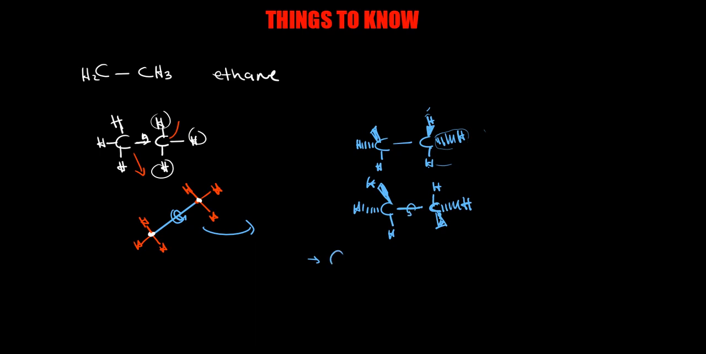Hope that is clear. So this is what we call conformation. The rotation of atoms results in different arrangement or positioning. So we are putting them in a different position than where we found them before. That's what we call conformation. So this is conformation of alkanes.